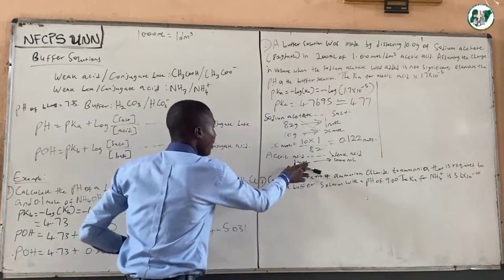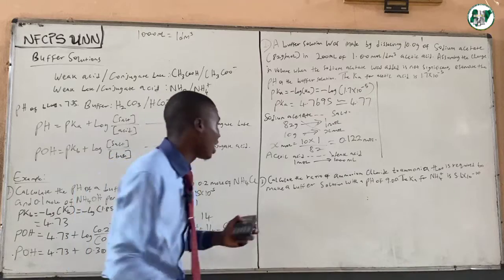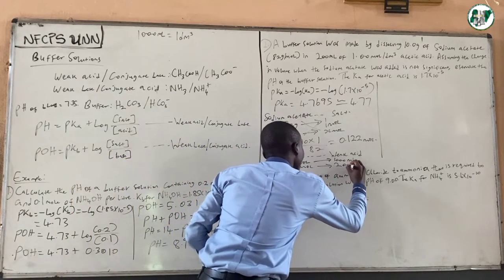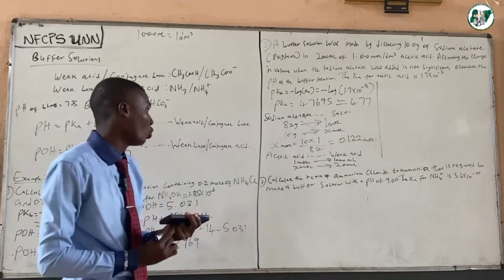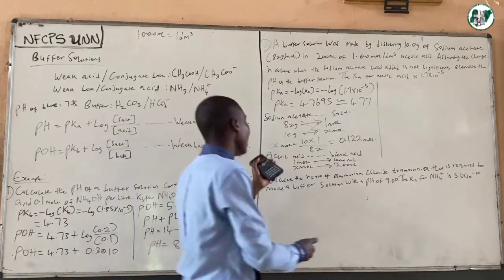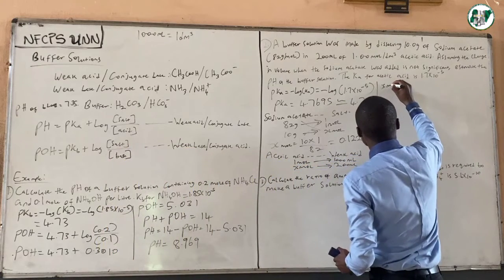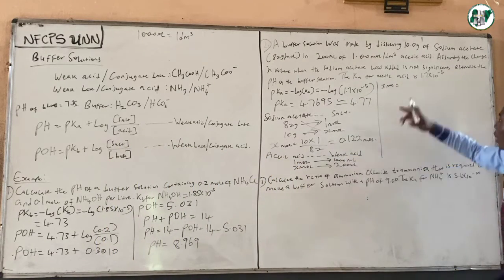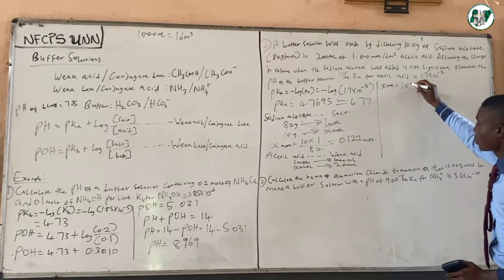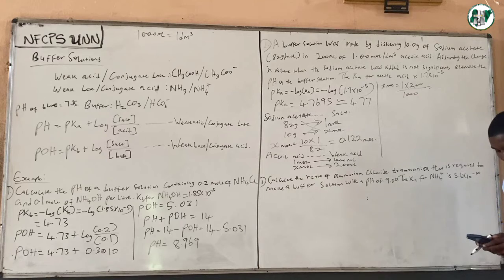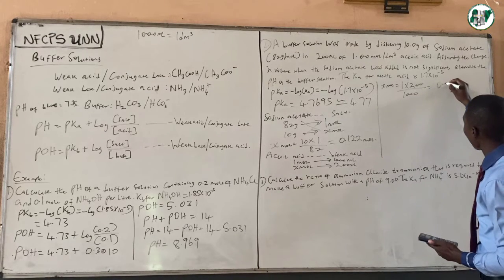So if 1 mole is present in 1000 ml, X mole will now be present in 200 ml. We want to know the amount that is present in 200 ml. How do we do that? We simply cross multiply and we divide. So our X mole for the acid is going to be 1 times 200 divided by 1000. So that's 200 divided by 1000, and that's going to give us 0.2 mole.